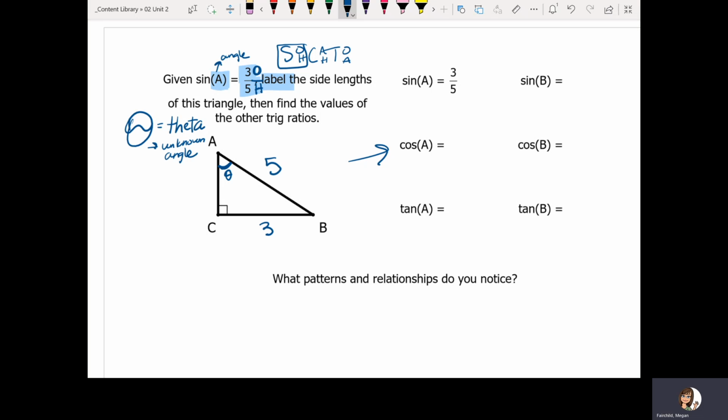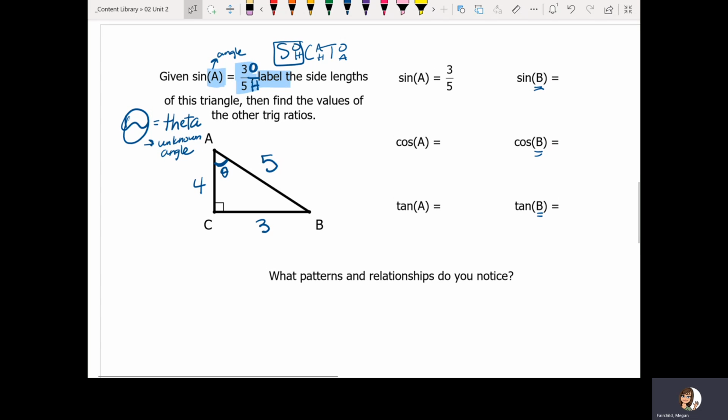Mason's got it? Mason wants to help. 4. Good. Because you're all going to need that for cosine of A. All right, please understand here the angle changes on the second column. Okay? Give me those ratios for all 6 of those. Go.